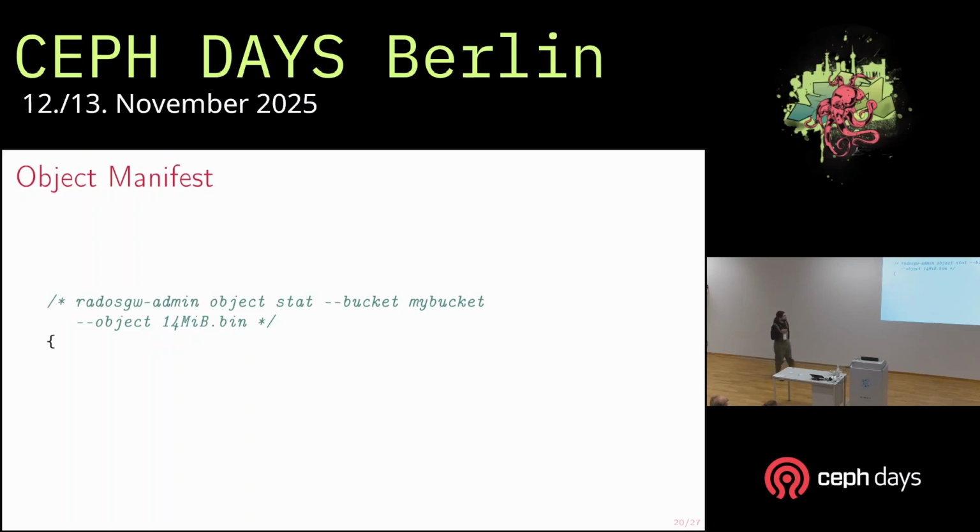You can have a look at the manifest with a RADOS Gateway admin command. You don't have to use the Ceph encoder for that thing. And what you get is something like this. Of course, this S3 object has a size, so here it's 14 megabytes.